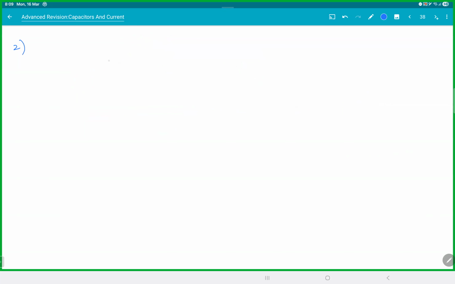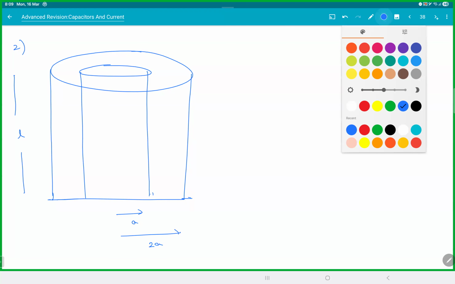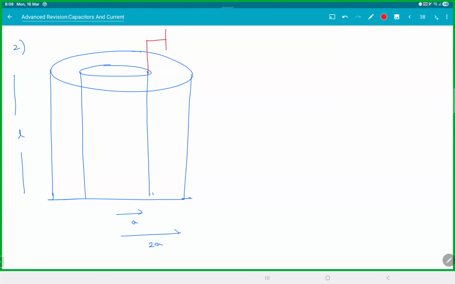That was one. And this is, we have a cylindrical capacitor, sealed at the bottom. It's a pretty long capacitor, length L. This is A and this is 2A. You're connecting a battery V between this and this. The space between them is filled with a liquid.